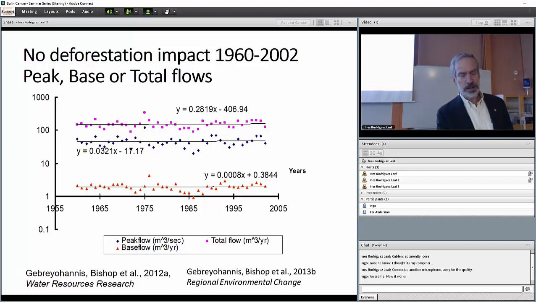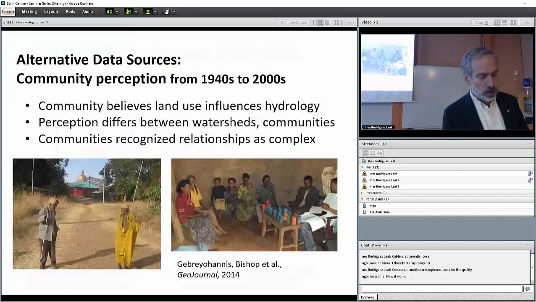Part of what we did, though, was not just work with the observational data, we were also working with community perception.